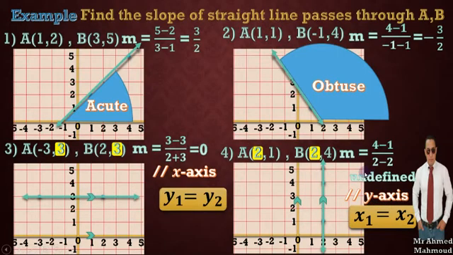This is a very important remark. A positive slope gives an acute angle, a negative slope gives an obtuse angle, a zero slope is parallel to the x-axis, and an undefined slope is parallel to the y-axis. In the case of parallel to the x-axis, y1 equals y2. In the case of parallel to the y-axis, x1 equals x2. Now let's solve the next question.